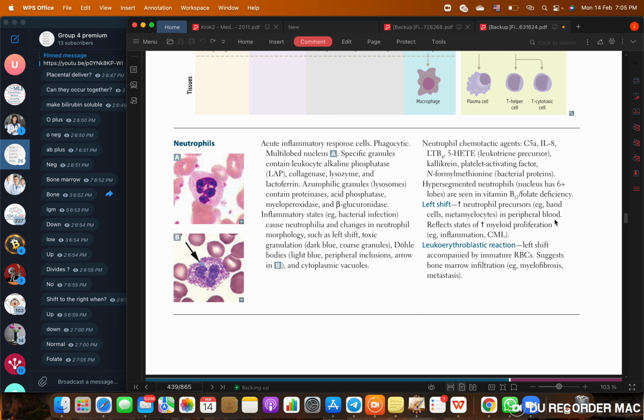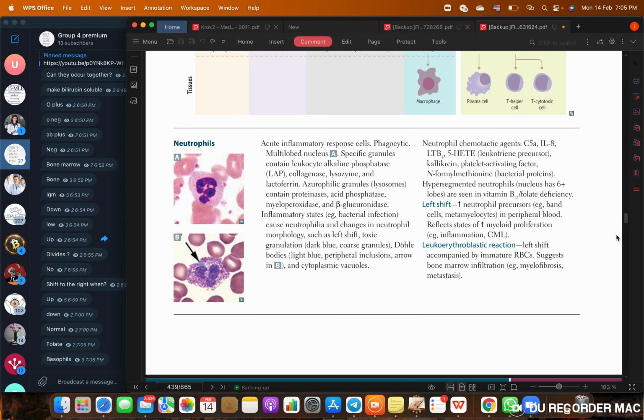be increased in the peripheral blood much more than the mature type of the neutrophils. They reflect an increased myeloid proliferation, which can be either inflammation or CML. How can I differentiate between this CML and inflammation? It can be leukemia, it can be inflammation. Which test should you do if you are not sure if this is increased?